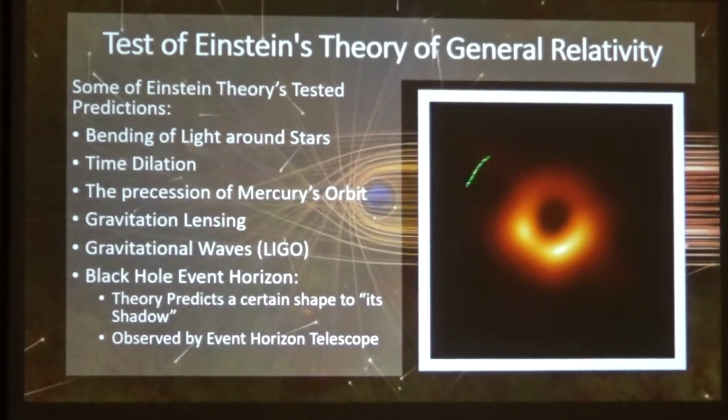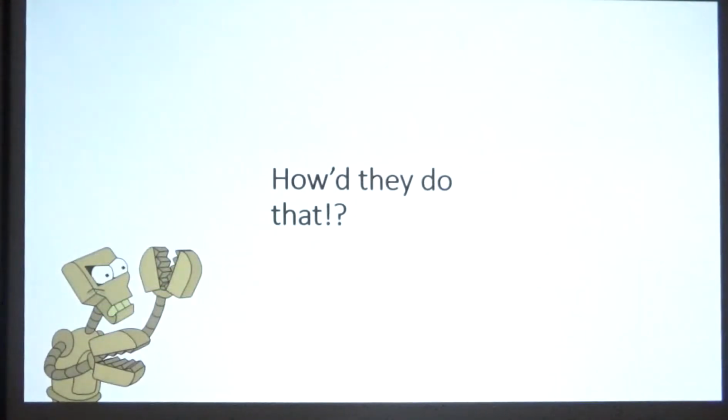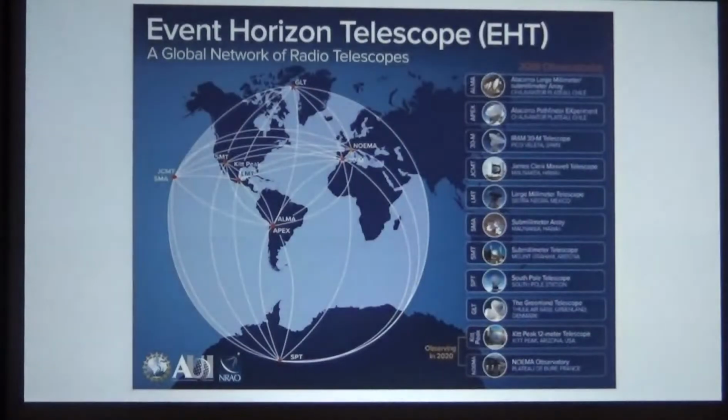And in the back, there's a diagram showing the shadow cast. Einstein's theory of general relativity predicts a certain shape to this, and that's what they've observed here. Just as a side note, they've also imaged Sagittarius A*, but they're still processing it, so that'll take some time. So how did they do that?